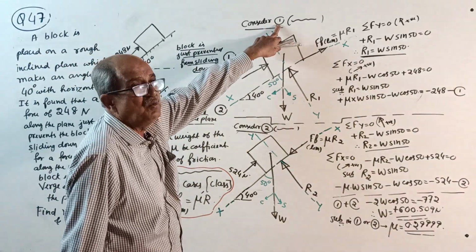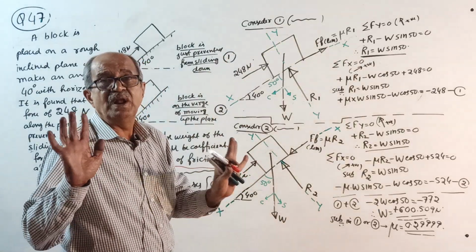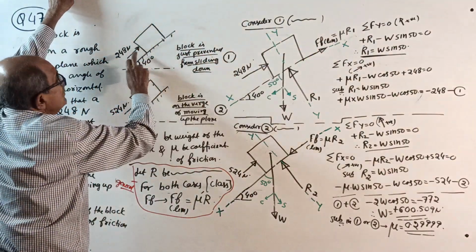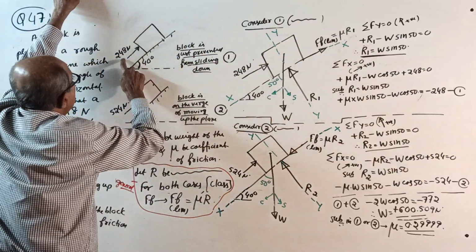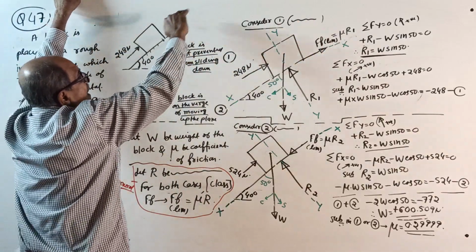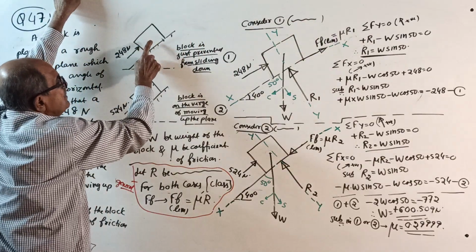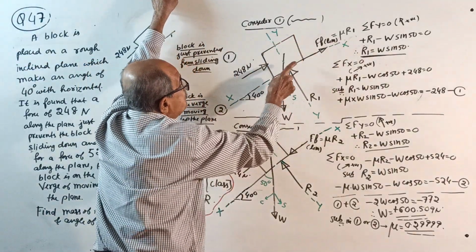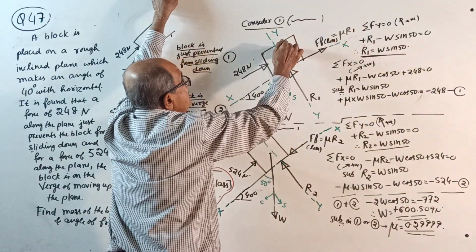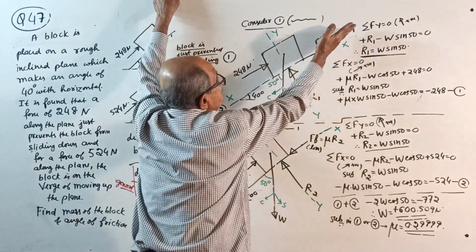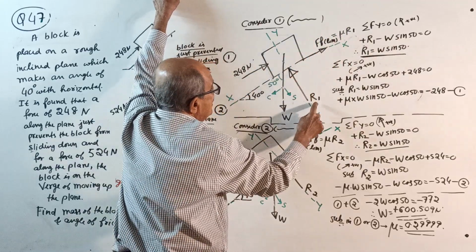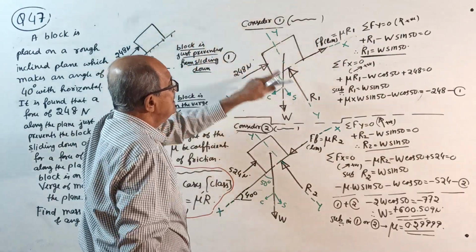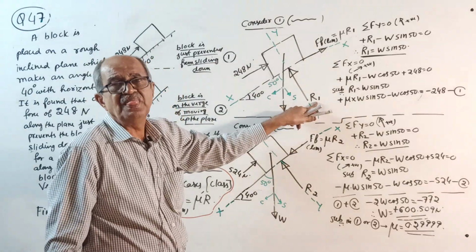Okay, now consider 1. You write here, consider 1 means case 1 or given data 1. A force of 248 Newton applied along the plane just to prevent it from sliding down. Since it is just to prevent it from sliding down, friction is this way. See, tendency is to slide down, friction is this way. F_f limit equal to mu R1. Now, let R1 be the normal reaction for case 1.